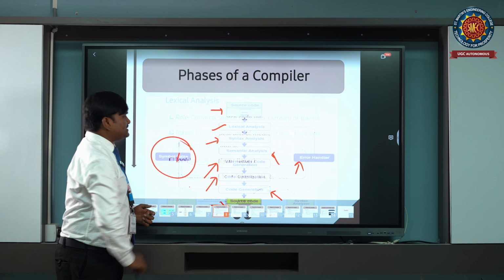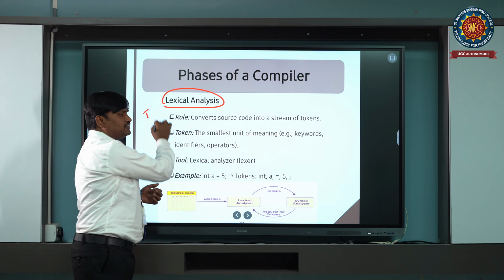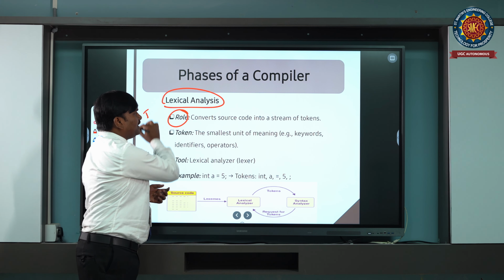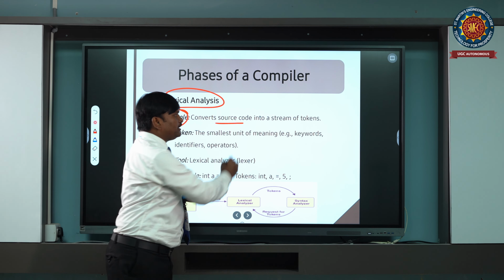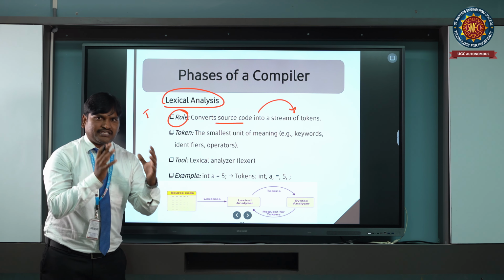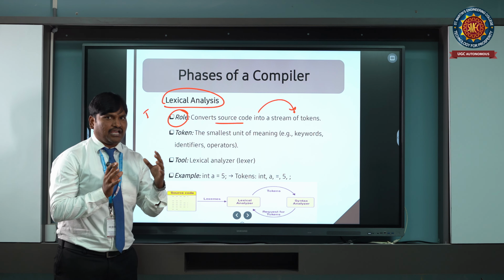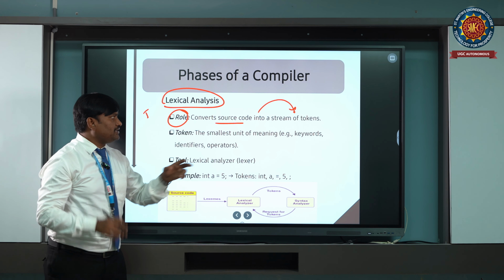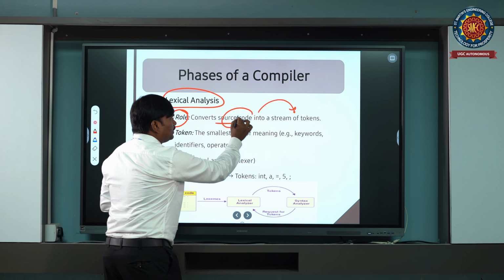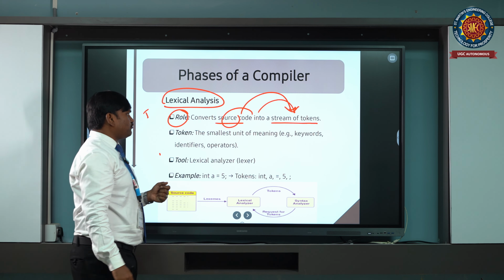Now let us try to understand each phase in the compiler. The first one is lexical analysis. This is the first phase of the compiler. Its role is to convert the source code into a stream of tokens. It takes all the source code, whatever C program or Java program we have written in a high level language, and after taking that source code, it will generate a stream of tokens.